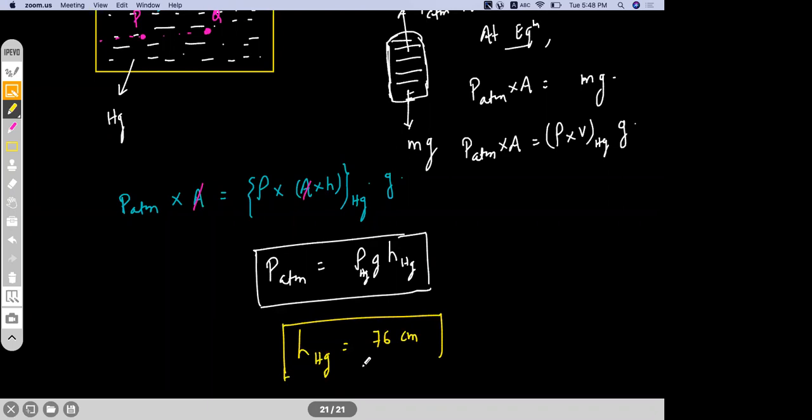Means if you take 76 centimeter of mercury column, it will exert a pressure equal to the atmospheric pressure. That's why we say the atmospheric pressure is equal to 76 centimeter of Hg or 760 mm of Hg. Okay, like that. Means 76 centimeter of height of liquid Hg is 1 atmospheric pressure. Any doubt in this?